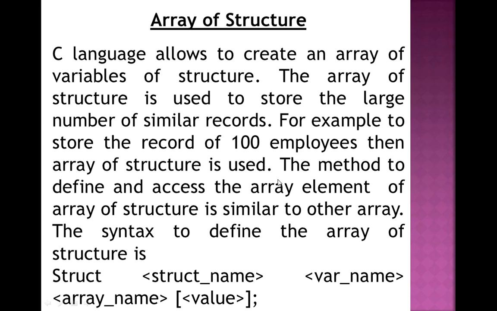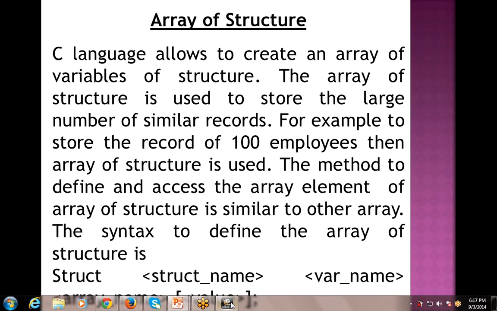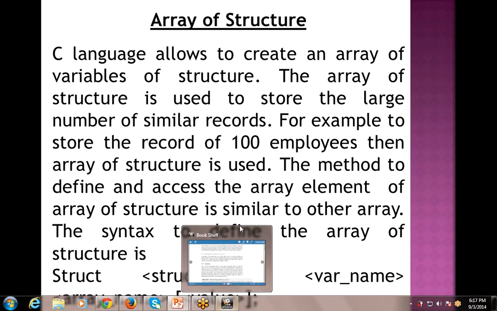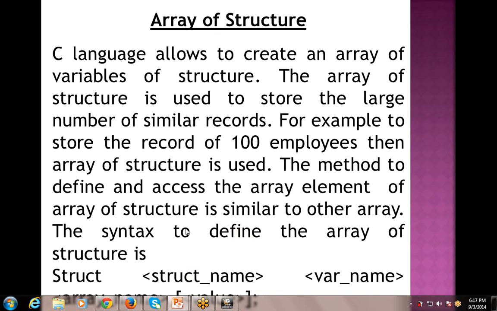The method to define and access the array elements of an array of structure is similar to other arrays, very similar to what we discussed in the last class on how to declare an array. The syntax to define the array of structure is the same, using the struct keyword. Then there is a structure name, a variable name like E1, E2, then array name and the value. In the square brackets there is a value like 10, 20, 30, means the array elements. If there is a value of 30, the indices go from 0 to 29. If there is a value of 20, the indices go from 0 to 19.